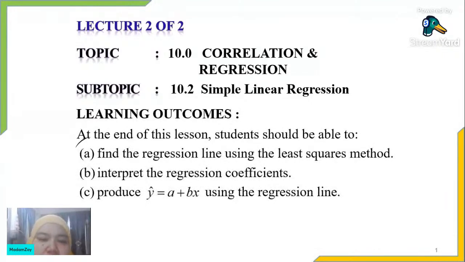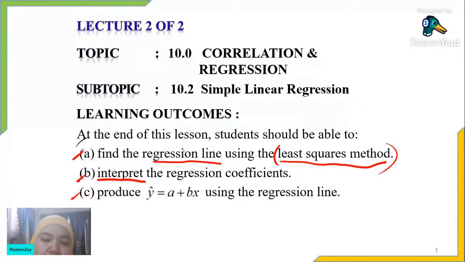So the learning outcome at the end of this lesson, students should be able to, first, we are going to focus on learning outcomes A, B, and C because we focused on D last time. Students should be able to find the regression line using the least squares method. We only focus on one method, which is the least squares method, and then interpret, after we find out the regression line. And lastly, produce y cap equal to a plus bx using the regression line.